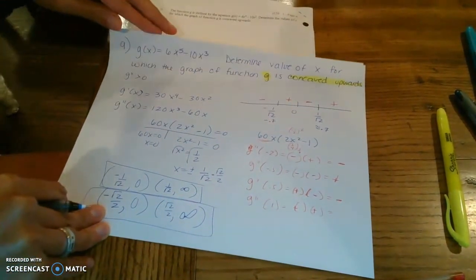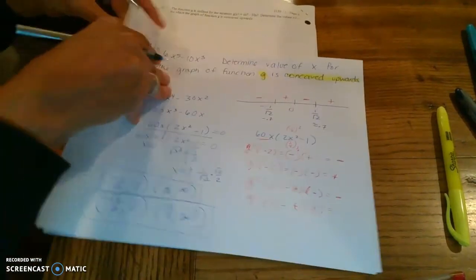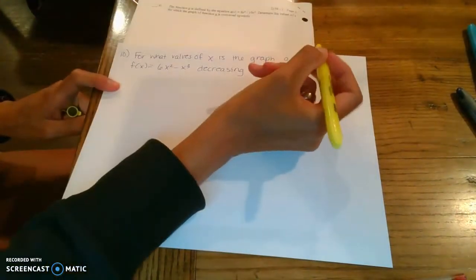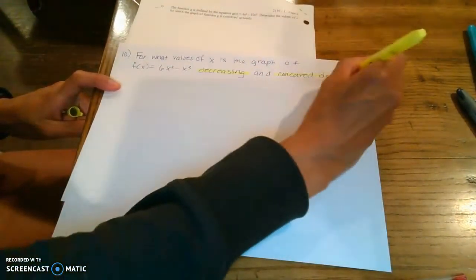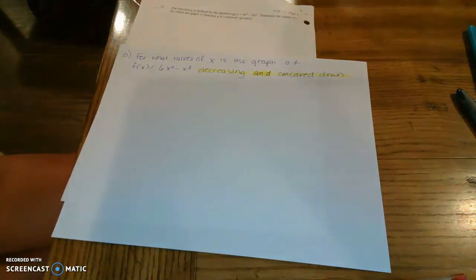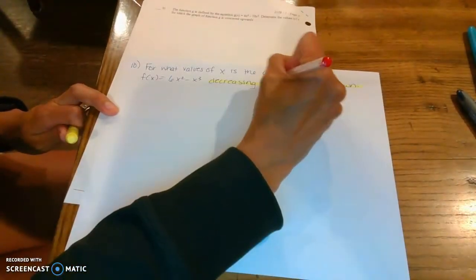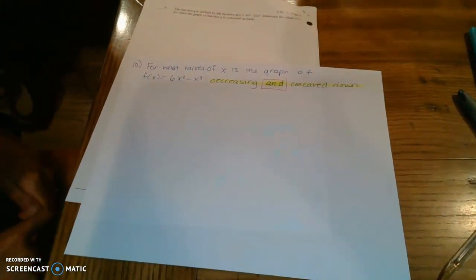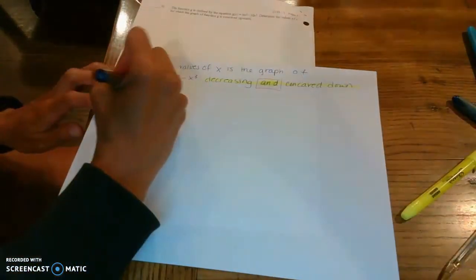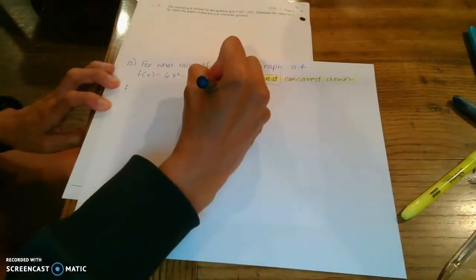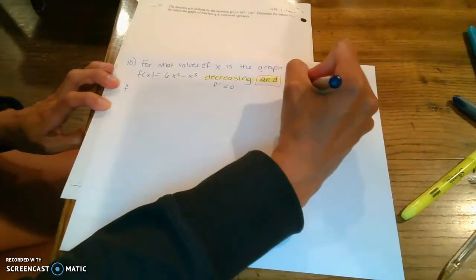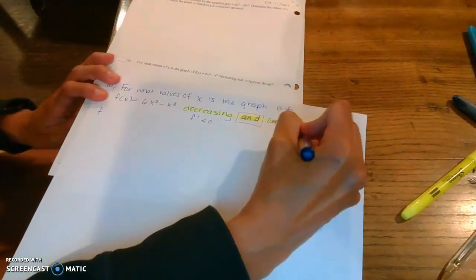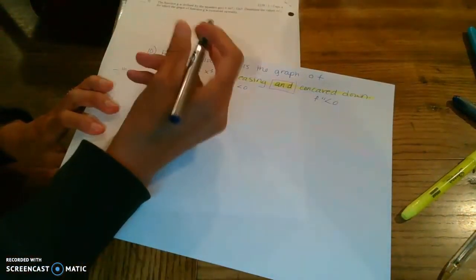All right, the last problem is asking you, which often comes up on the AP, for what values of x is the graph of f of x decreasing and concave down. That "and" means that both conditions must be true. So if both conditions must be true, you need to have both number lines to refer to. So decreasing, I need my first derivative to be less than 0. Concave down means I need my second derivative to be less than 0. So let's go ahead and find when this happens.